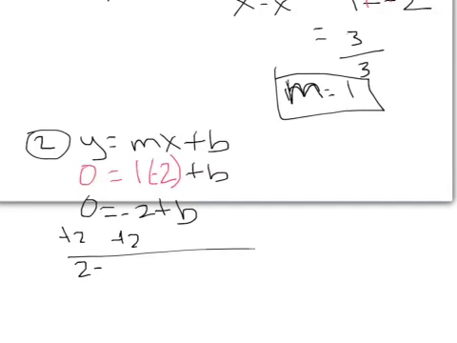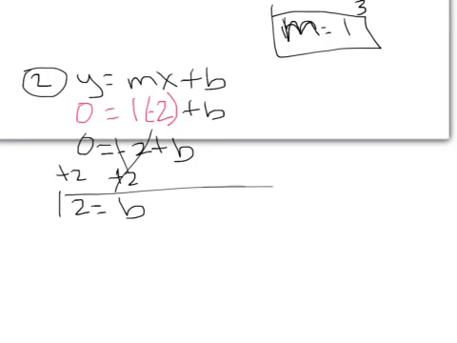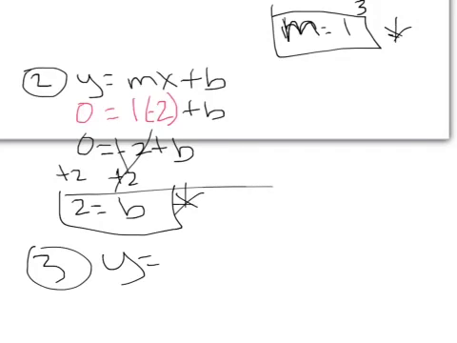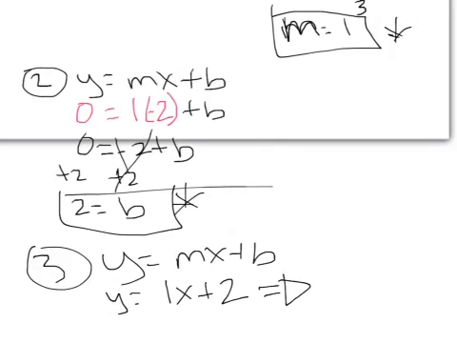So 0 plus 2 is 2, so b is going to equal 2. So then the third step is take those important parts, the fact that my slope is 1 and my b is a 2, plug it into y equals mx plus b. So we want to leave our y as a y, m is a 1, and our b is a 2. So this is equivalent to y equals x plus 2.